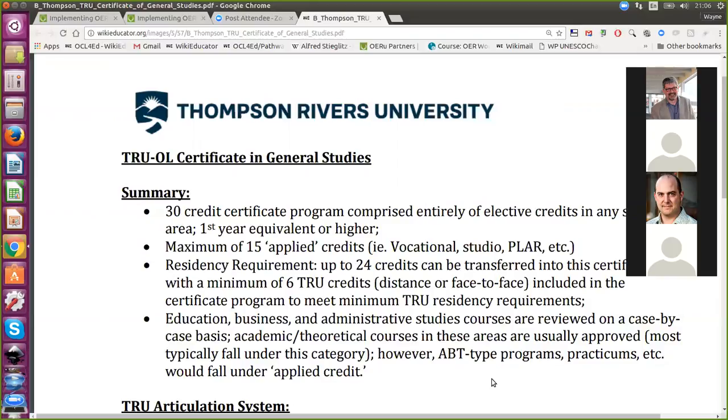This is an important factor for this group, because if you look at the list of the proposed courses, many of those proposed courses would transfer into TRU through CLEP. CLEP comes into us as PLAR, and PLAR does not affect your GPA. PLAR credits can qualify as residential credits, but they cannot affect your GPA.